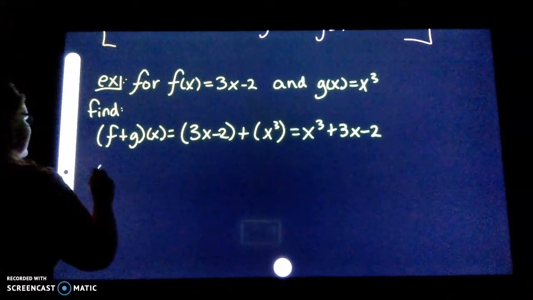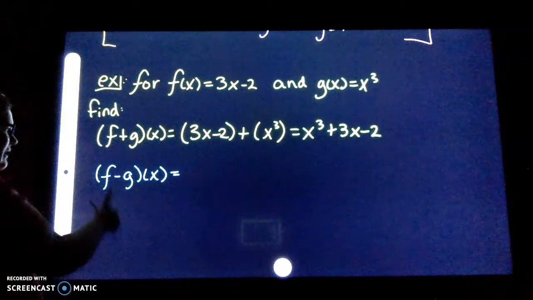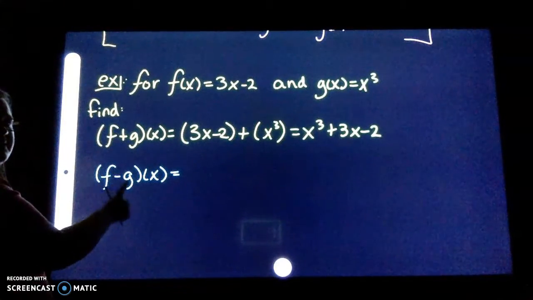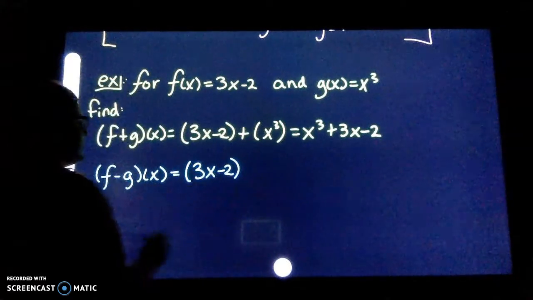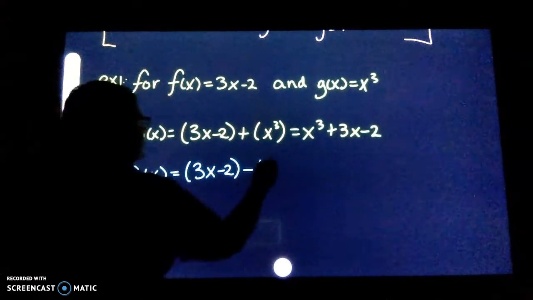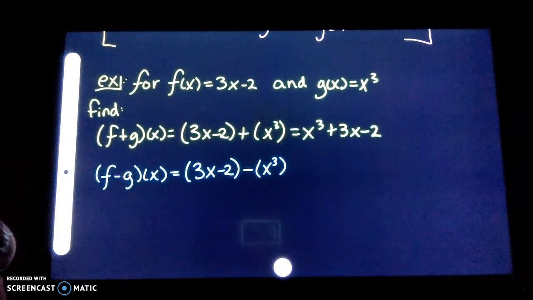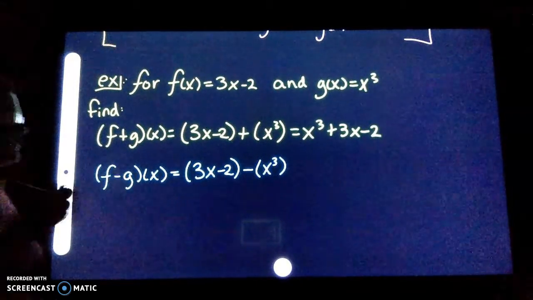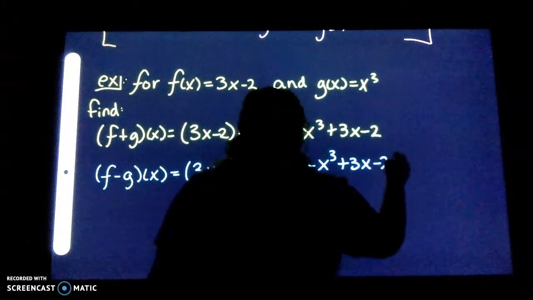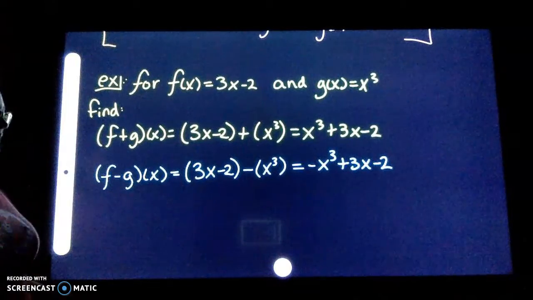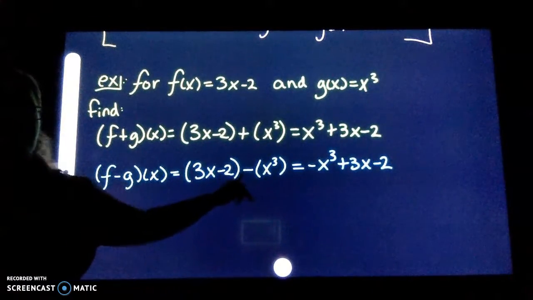Let's go ahead and try the subtraction version of this. Again, this is the same as the first function solved at x minus the second function solved at x. My first function is f, so I do 3x minus 2, minus my second function, which is g, which is x cubed. Just like before, the only way to simplify subtraction is to combine like terms. There's nothing I can put together, but I can reorder this in standard form. So I end up with negative x cubed plus 3x minus 2. It's a negative x cubed because this was subtraction right here.